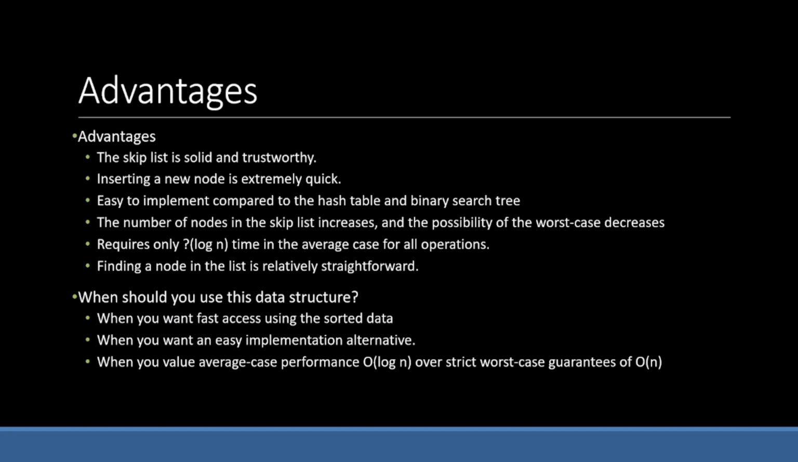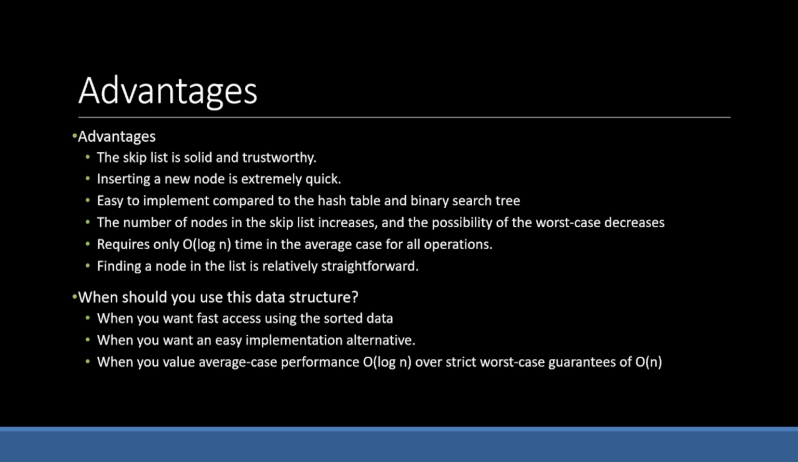And let's talk about the pros and cons of skip list. Okay, first let's talk about the advantages. The advantage of skip list is that it is very solid and trustworthy, and inserting a new node is extremely quick. It is also easy to implement compared to hash tables and binary trees, and even though it has a worst case of O(n), as the number of nodes in a skip list increases, the possibility of reaching the worst case decreases. Skip list also requires only O(log n) time on average for all operations, and finding a node in the list is very straightforward.